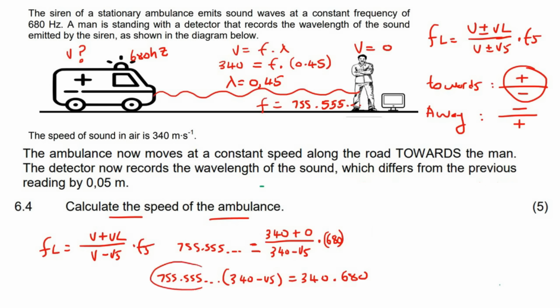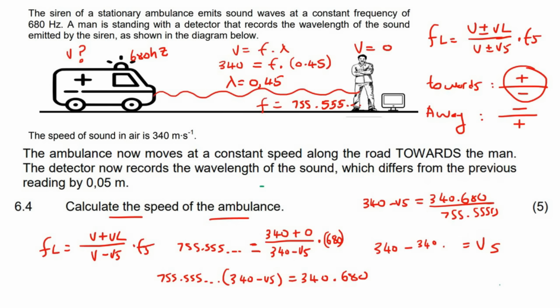I know some of you probably want to multiply this into the bracket, and there's nothing wrong with that, but I'm rather just going to divide on the right-hand side. So we end up with 340 minus VS equals 340 multiplied by 680 divided by 755.5555. I don't want to use my calculator just yet. Now I'm going to quickly take this over to the right-hand side because I want it to be positive, and then bring all of this over to the left-hand side. You can do this in your own way. If you're a bit confused, just pause the video and get VS by itself and make sure that we all get the same answer.